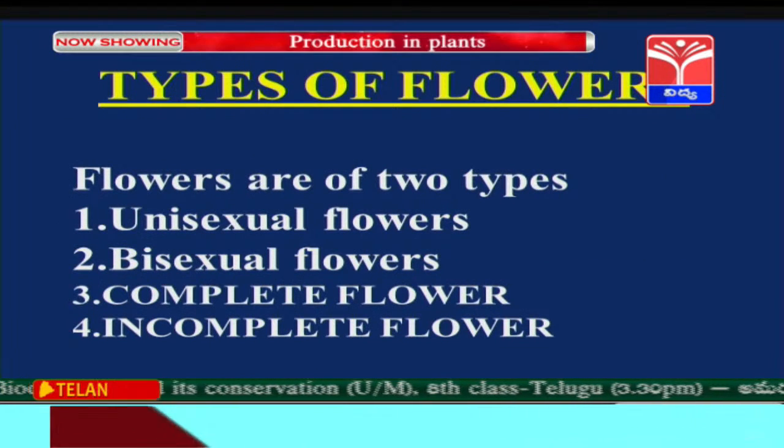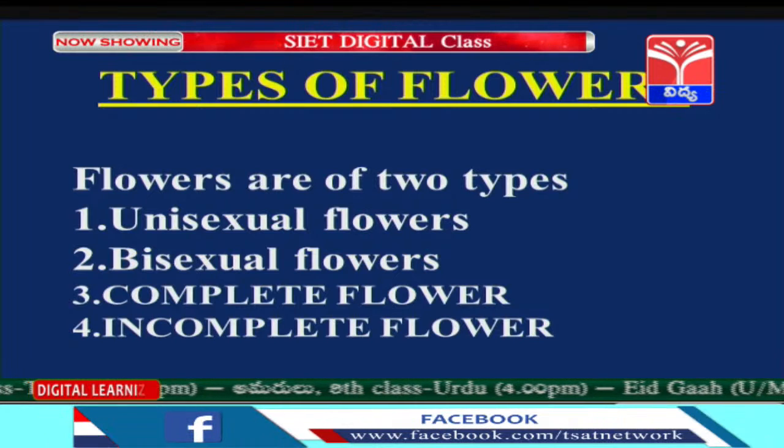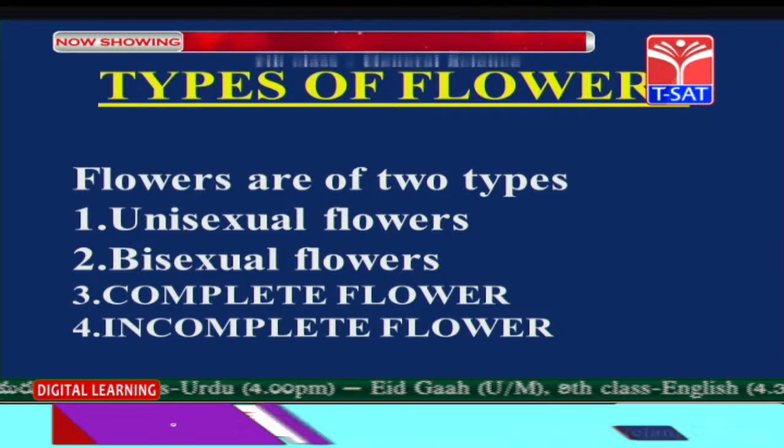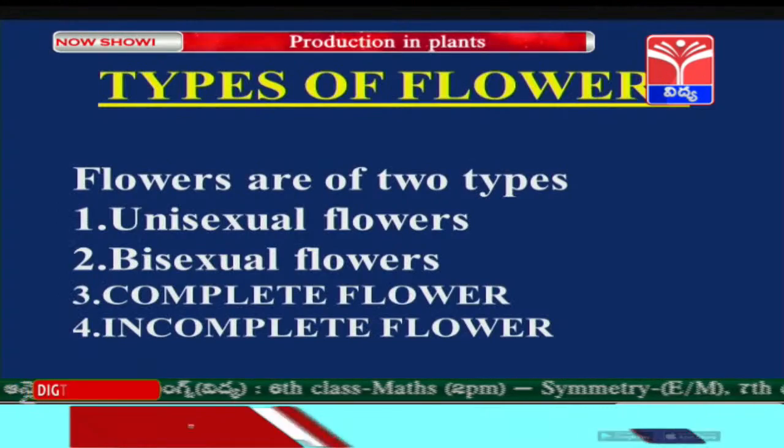Types of flowers. Flowers are of different types. They are unisexual flowers and bisexual flowers. Along with that, it also includes complete flower and incomplete flower. We have already seen that flowers have different parts. Out of that, the male part is androecium, the female part is called gynoecium. If both androecium and gynoecium are present in one flower, then it is called a bisexual flower. That means two sexes are present in it.